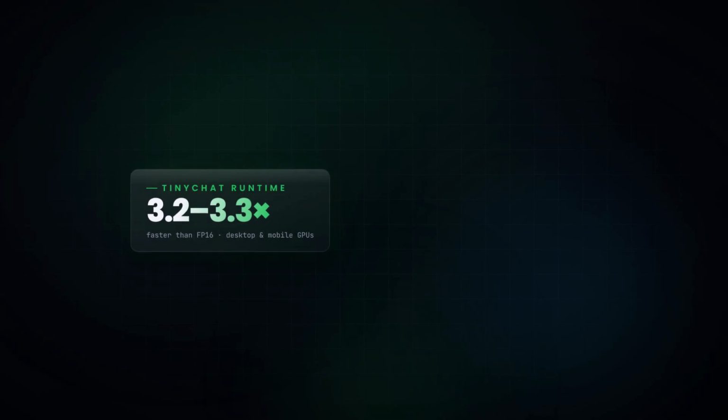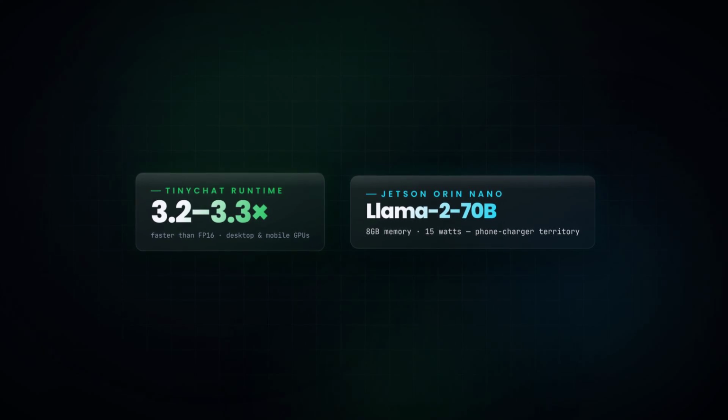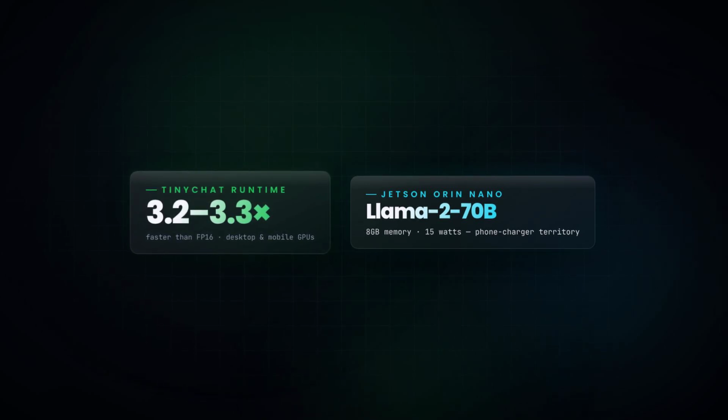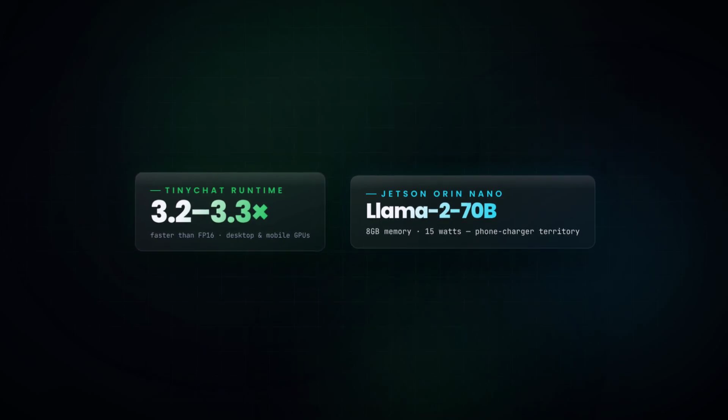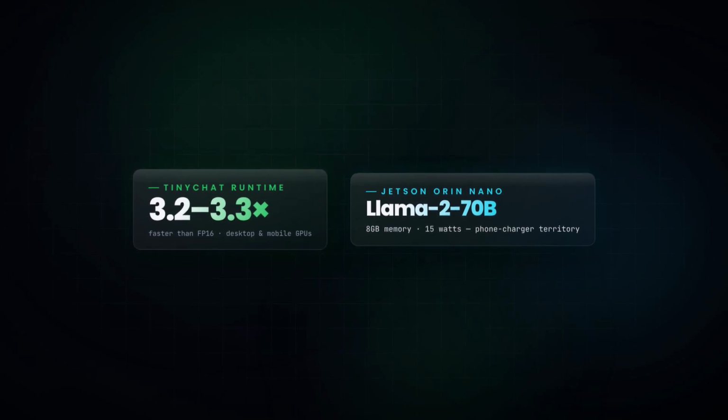And remember Act 1. Smaller weights means faster tokens, because memory bandwidth is the wall. AWQ's own runtime clocked 3.2 to 3.3 times real speedup over FP16, and they demoed llama.cpp on a mobile-class GPU. Their showcase box is a Jetson with 8 gigs of memory pulling 15 watts.